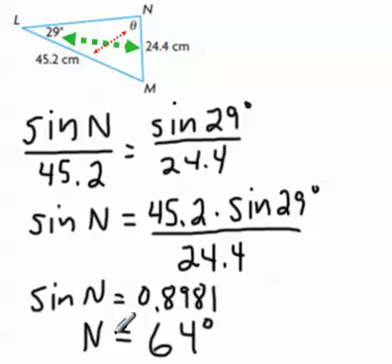Now, one of the things I want to think about when I'm doing this question is my answer, does my answer make sense? And because angle N is across from 45.2, it should be bigger than angle L because it's across from 24.4. The angle will always be larger across from the longer side. That means 64 seems like a good answer.